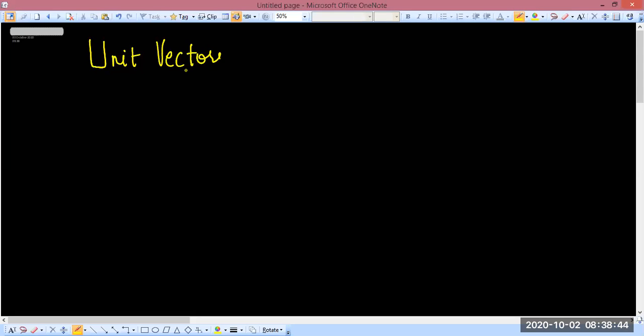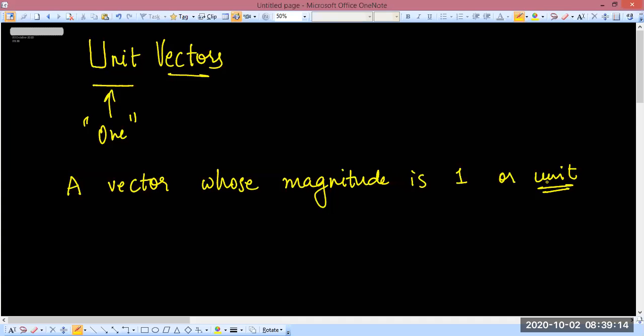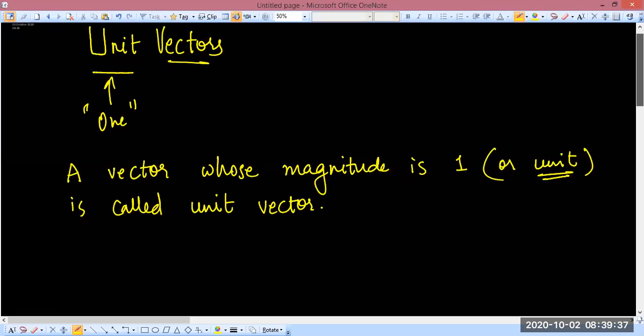Unit vectors. So what are unit vectors? Unit means one. Unit indicates one. So what is a unit vector? Very simple definition. A vector whose magnitude is one, or unity, that's what we call it in words. So a vector whose magnitude is one is called a unit vector, right?